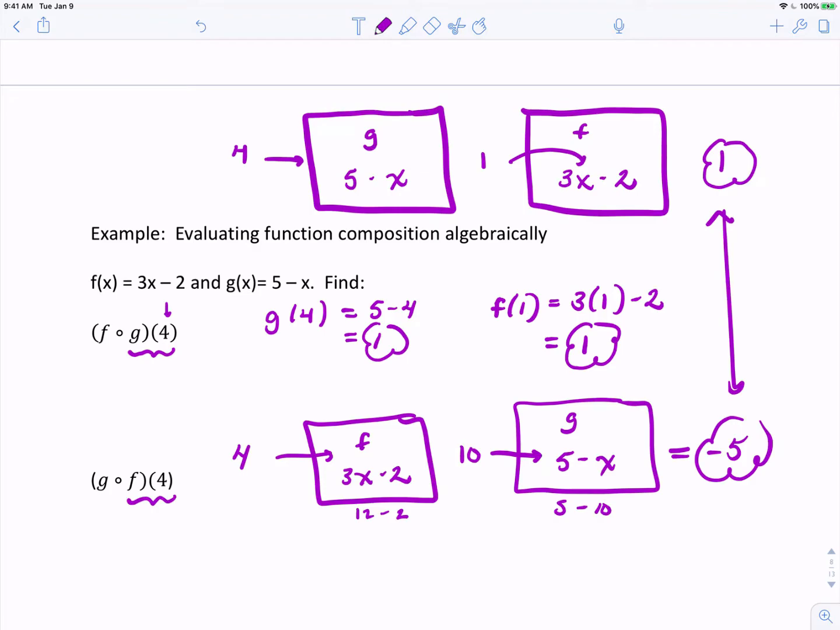Let's write out the details there. In this problem, the first thing we did was find f of 4. And f of 4 was 3 times 4 minus 2, or in other words, 10. And then we put 10 into function g. So g of 10 is 5 minus 10, giving us a final answer of negative 5.